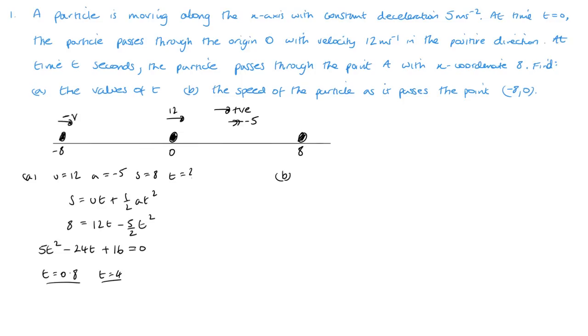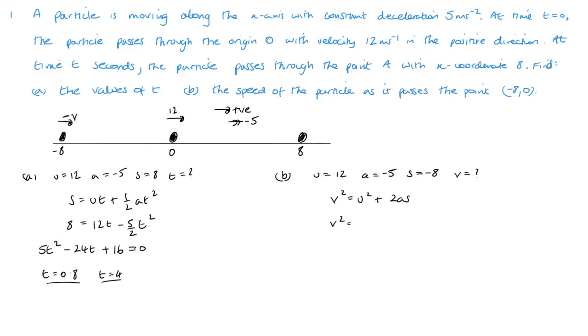Okay, so it's up to you. You can change the direction you're taking as positive for the second part of the question, or you can stick with the same. You just have to be careful with your signs. So we've got u equals 12, a equals minus 5, s equals negative 8, and v is what we want to find. Okay, so the formula that contains these is v squared equals u squared plus 2as.